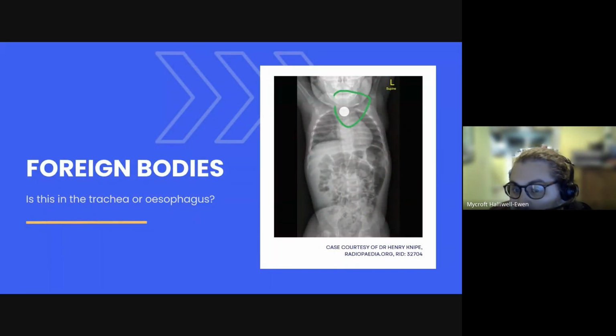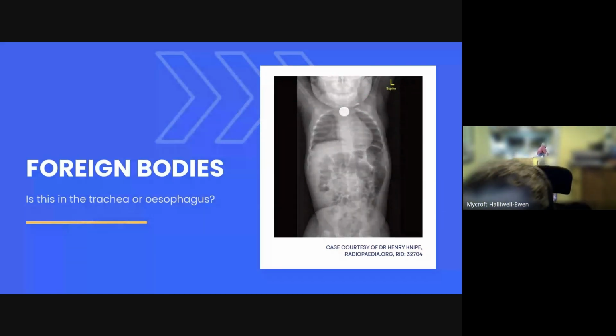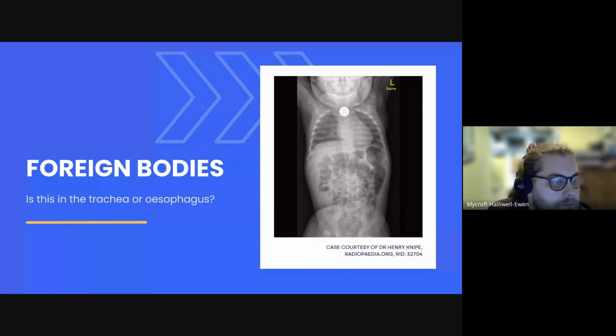Easy to think it's just a coin on an X-ray. This may well be a coin, but I'm not sure I'd take the chance. A coin, generally, you can leave to pass. I don't think this is moving anytime soon, so I think this needs extracting. This is a very small child. Good. Any questions?